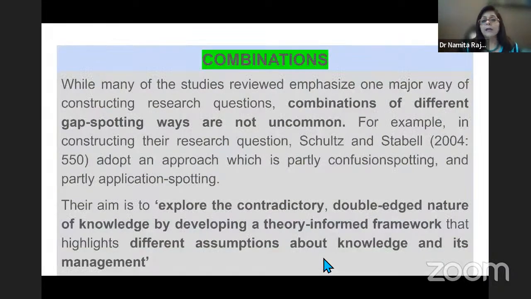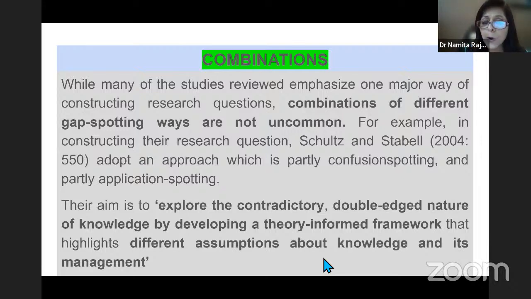So, similarly, to find out the research gap and to frame the research questions, we can have combinations. Like, the gap spotting can be a combination of the two. Suppose the time period, probably the methodology, probably some research question which no one has done before, the confusion spotting, the application spotting. So you can have various combinations, which is a welcome step, of course, because you are doing something additionally. You are adding to the existing knowledge, which is definitely a welcome step.